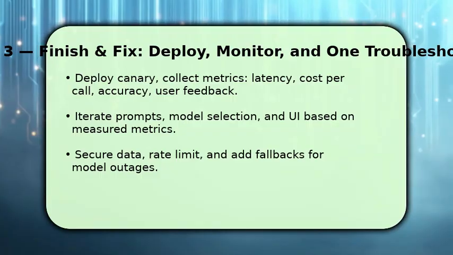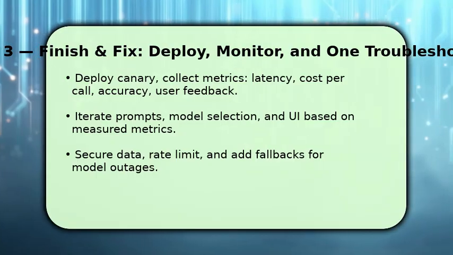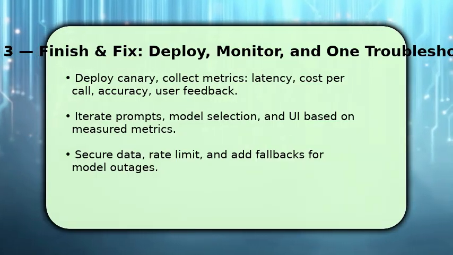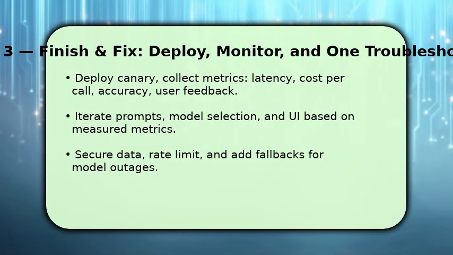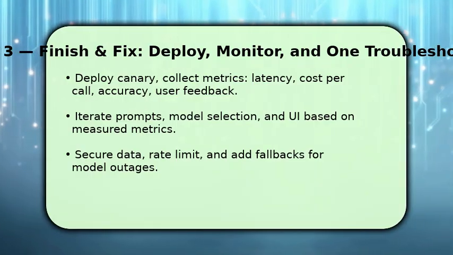latency. Make sure to secure user data, add rate limits, and implement graceful fallbacks so the app remains functional during model outages. If predictions drift, retrain or update prompts. That troubleshooting tip often fixes subtle failures.